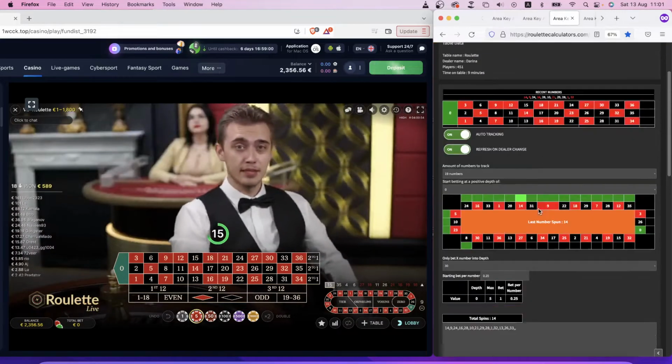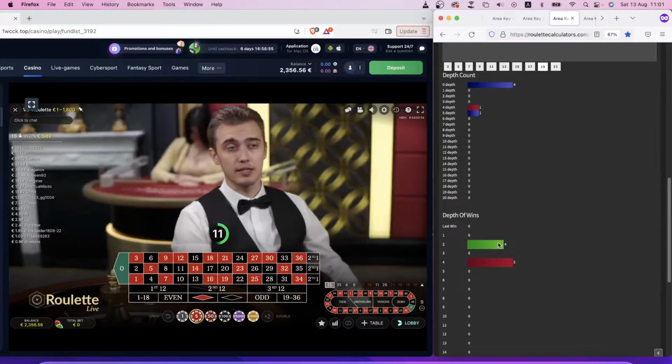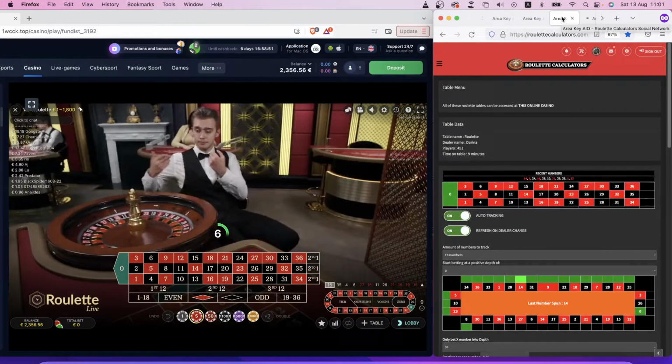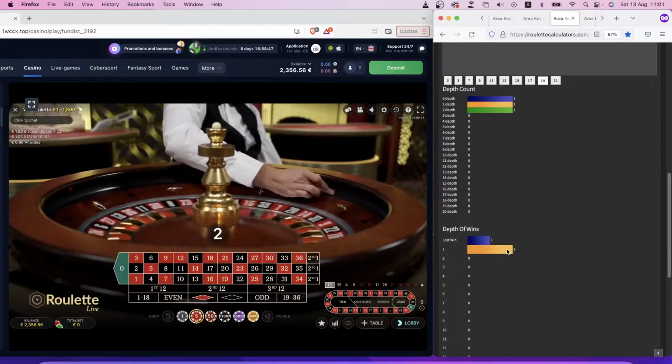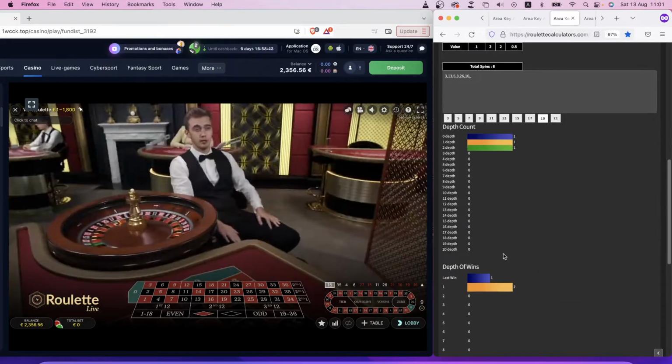Let's have a look at another table, see if we can find something that is looking okay. Similar with this, depth of 4, and currently on a depth of 0. So again, there's nothing really there that's telling me that that dealer's worth betting on. This went to a depth of 1, currently on a depth of 1. Be interested to see if that comes out.